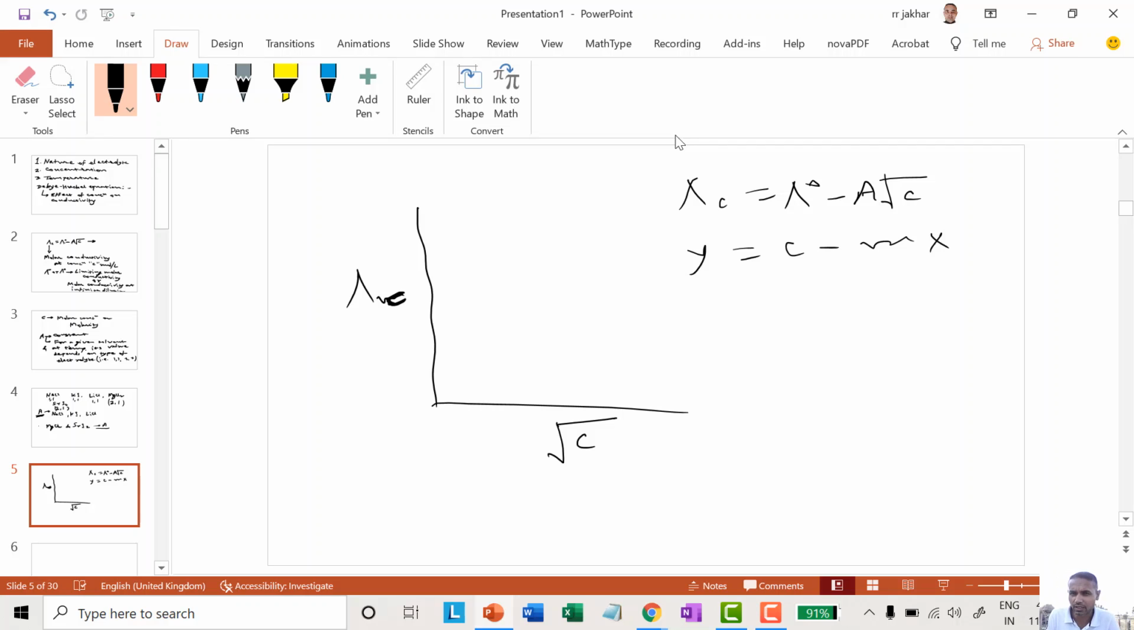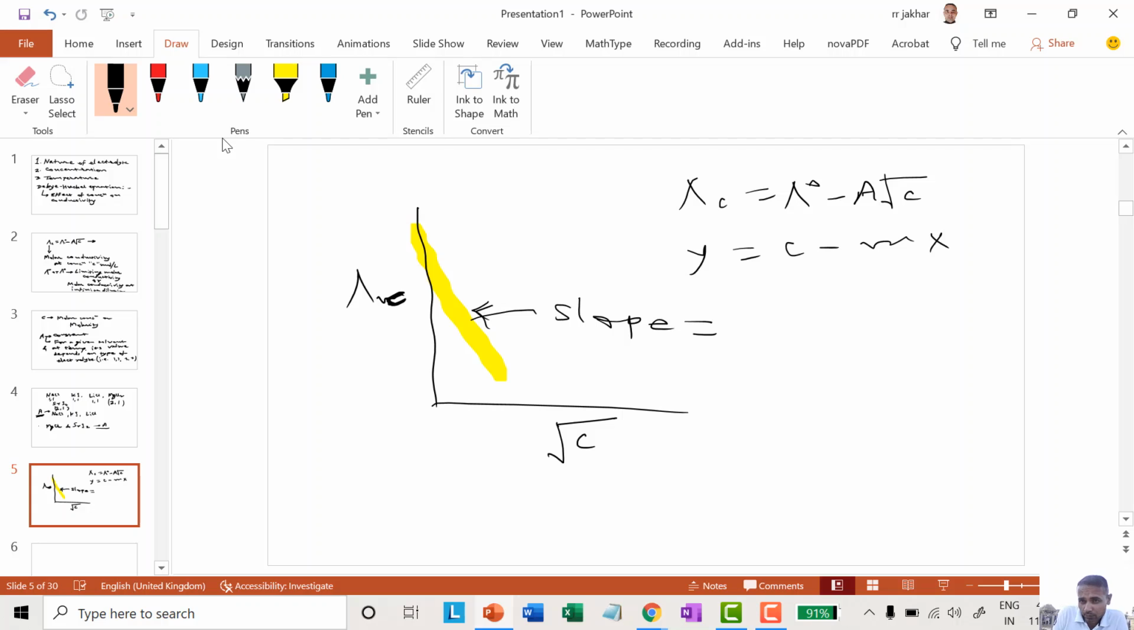So for strong electrolyte we are getting a straight line of negative slope. If it starts from here, we get this kind of line. And can you say the slope of this line? Here the slope will be minus m. In place of minus m we have what? Minus a. So the slope of this curve will be minus a.